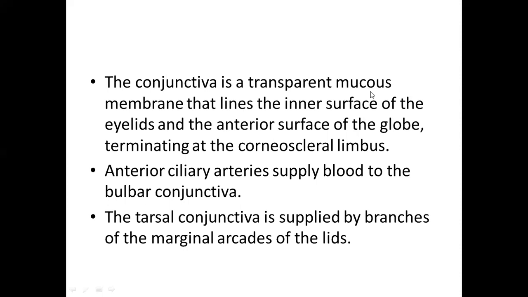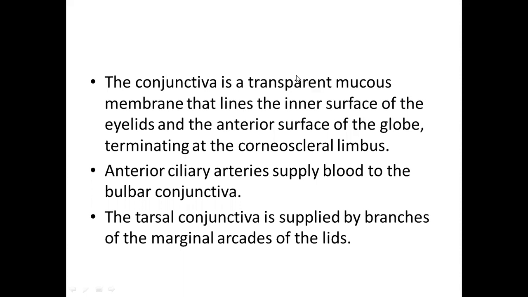What this corneoscleral limbus simply means is just a junction demarcating the cornea, which is the clear part of the eye, and the sclera, that's the white part of the eye. That junction of demarcation between the sclera and the cornea is what we call the corneoscleral limbus. And it's basically supplied by the anterior ciliary artery, and this supplies the bulbar conjunctiva.